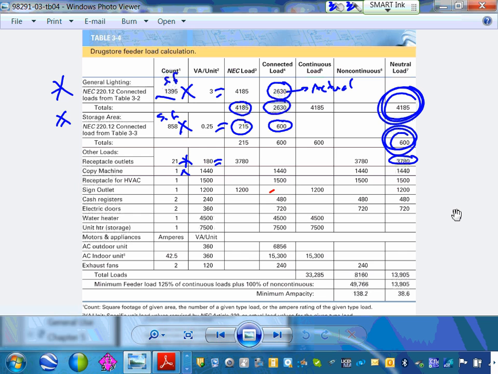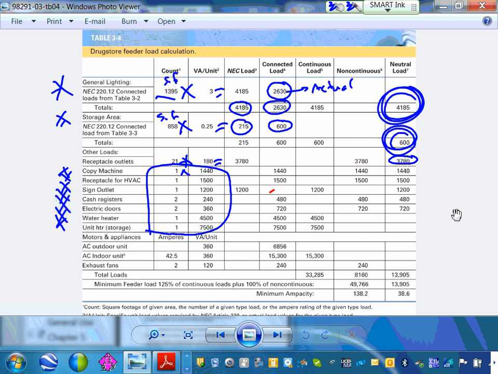Don't get confused here. They have, for example, a copy machine. I have a receptacle for HVAC. A sign. The sign we know where it came from. The cash register. The electrical door. The water heater. All this, the unit heater. All these values, guys, where did you get them? From the specification, not the code.